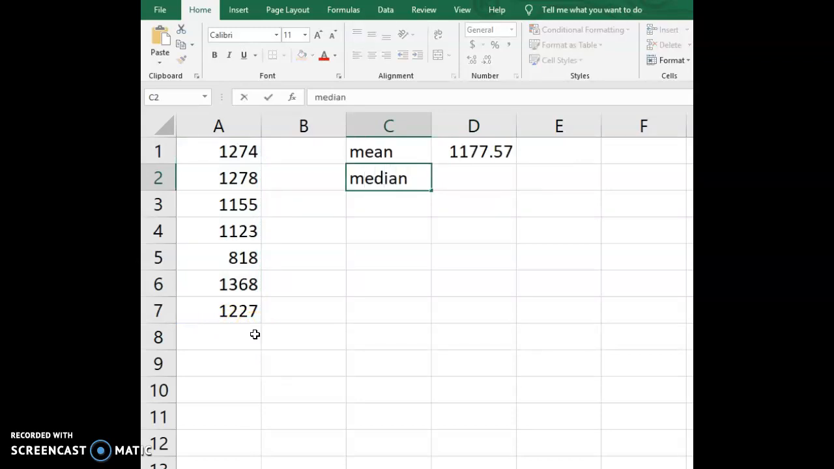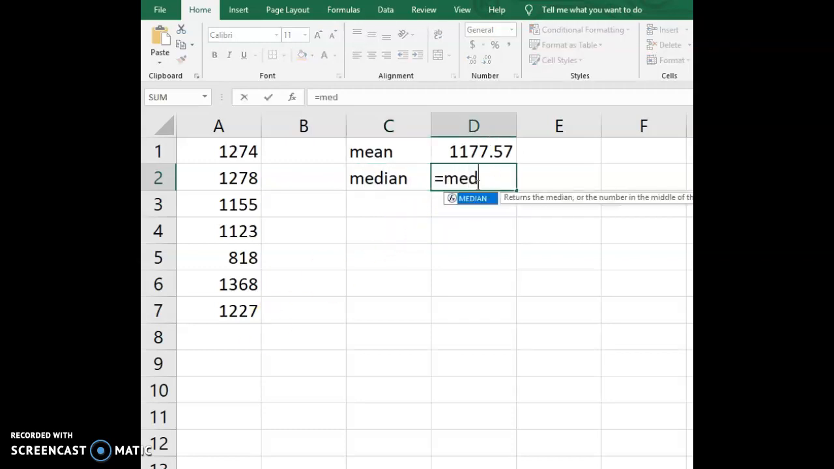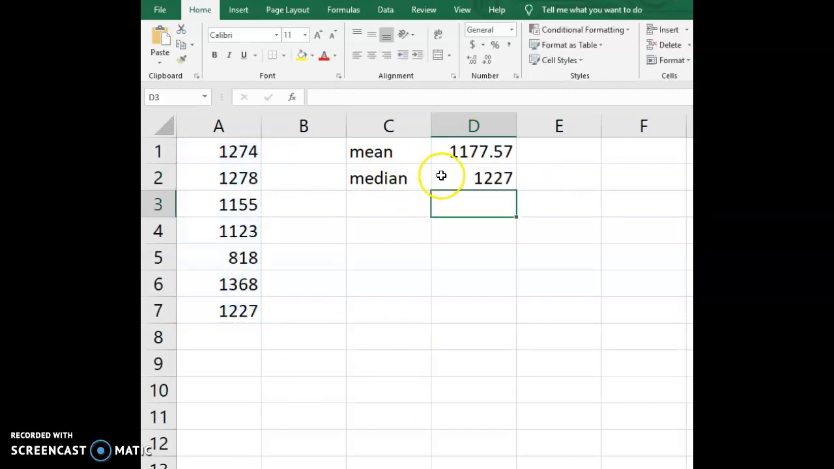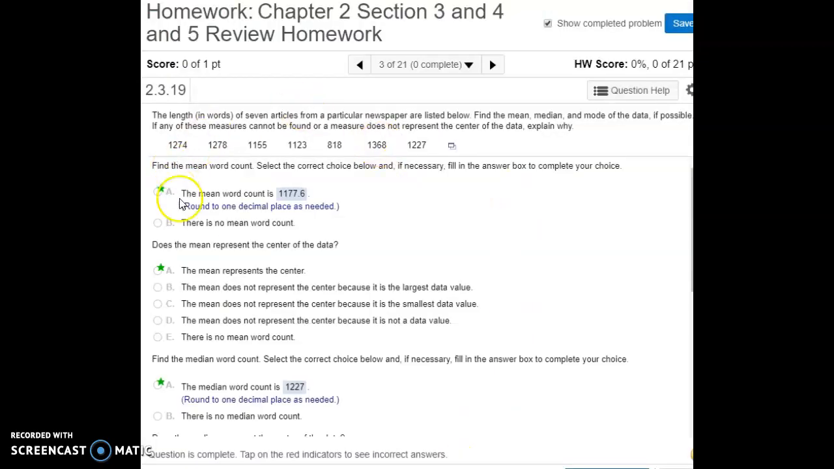The median, you need to arrange them in order from smallest to largest, and then find the one that is in the middle. And if there's an even number, then you would average the two in the middle. Or equals median, open parentheses, select the data, close the parentheses, and it will return the data value, the median, for your data set. And for those values, make sure you round to the correct number of decimal places.